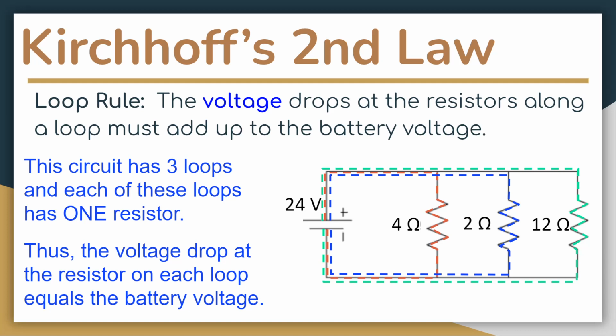There's nothing to add to it. Same thing with the green one. The green only has one resistor, so the voltage drop here is also 24 volts. In a parallel circuit, your voltage drops are all equal to each other, and they're all equal to the battery because each of them is on their own loop. And that's what this says over here. This circuit has 3 loops. Each of these loops has only one resistor, thus the voltage drop at the resistor on each loop equals the battery's voltage. So each of these would have a voltage drop of 24 volts.